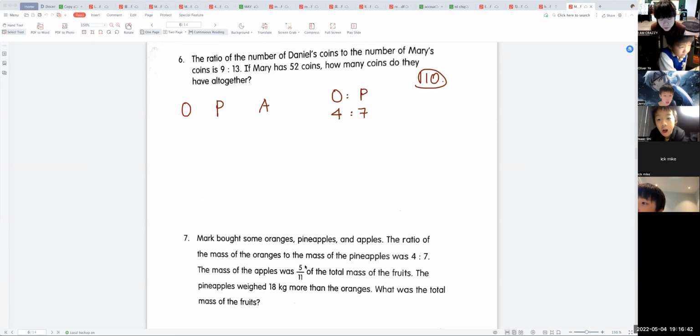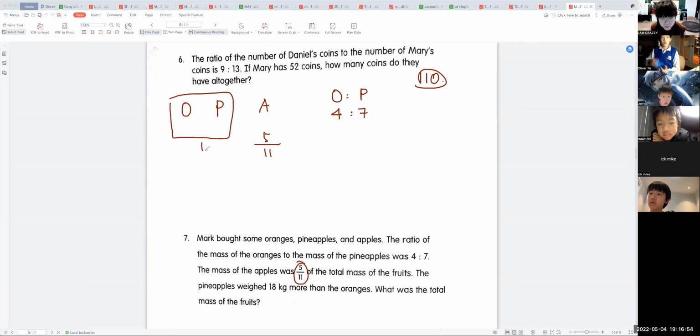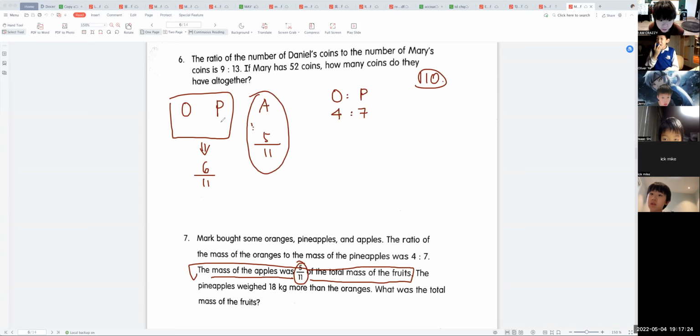So the mass of the apples was 5 over 11 of the total mass of the fruit. What does it mean? That means apple is 5 over 11 portion. So that means orange plus pineapple equals what? 6 over 11 of the total. Correct, everybody? Do you understand this part? Because they said the mass of apple was 5 over 11 of the total mass. The total mass is orange plus pineapple plus apple, right? So our apple is 5 over 11, so orange and pineapple is 6 over 11.